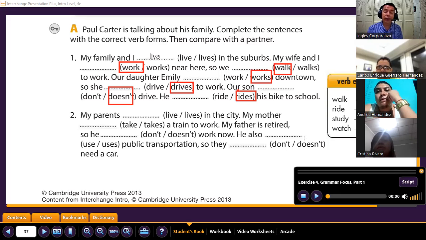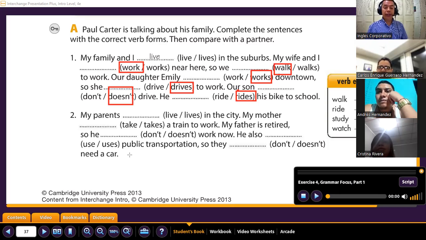Look, my family and I live in the suburbs. My wife and I work near here. So we work to work. Our daughter Emily works downtown. So she drives to work, or our son doesn't drive, he rides his bike to school. To school, very good. Thank you very much.